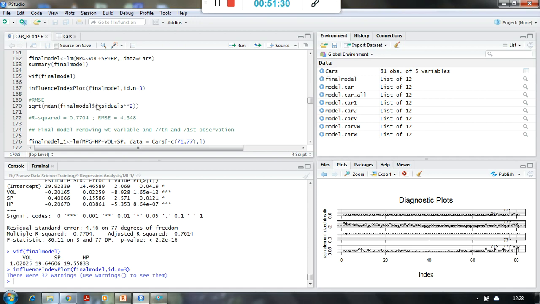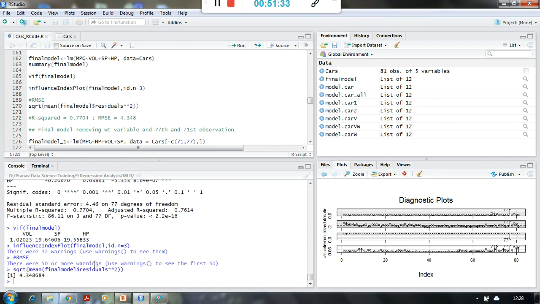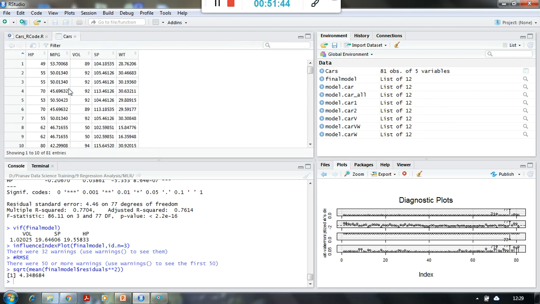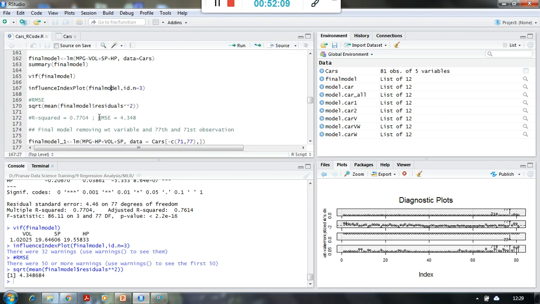Suppose I consider this model as my final model, then the RMSE for this model is going to be 4.34. My business problem is to predict the MPG. Suppose the original value of MPG in my historical data is 50. The meaning of RMSE is that my model is going to predict with a 4.34 error in this value, which means on both sides there is a possibility. Either the model will predict 46 or the model will predict 54, something like this, right? So this is my RMSE.